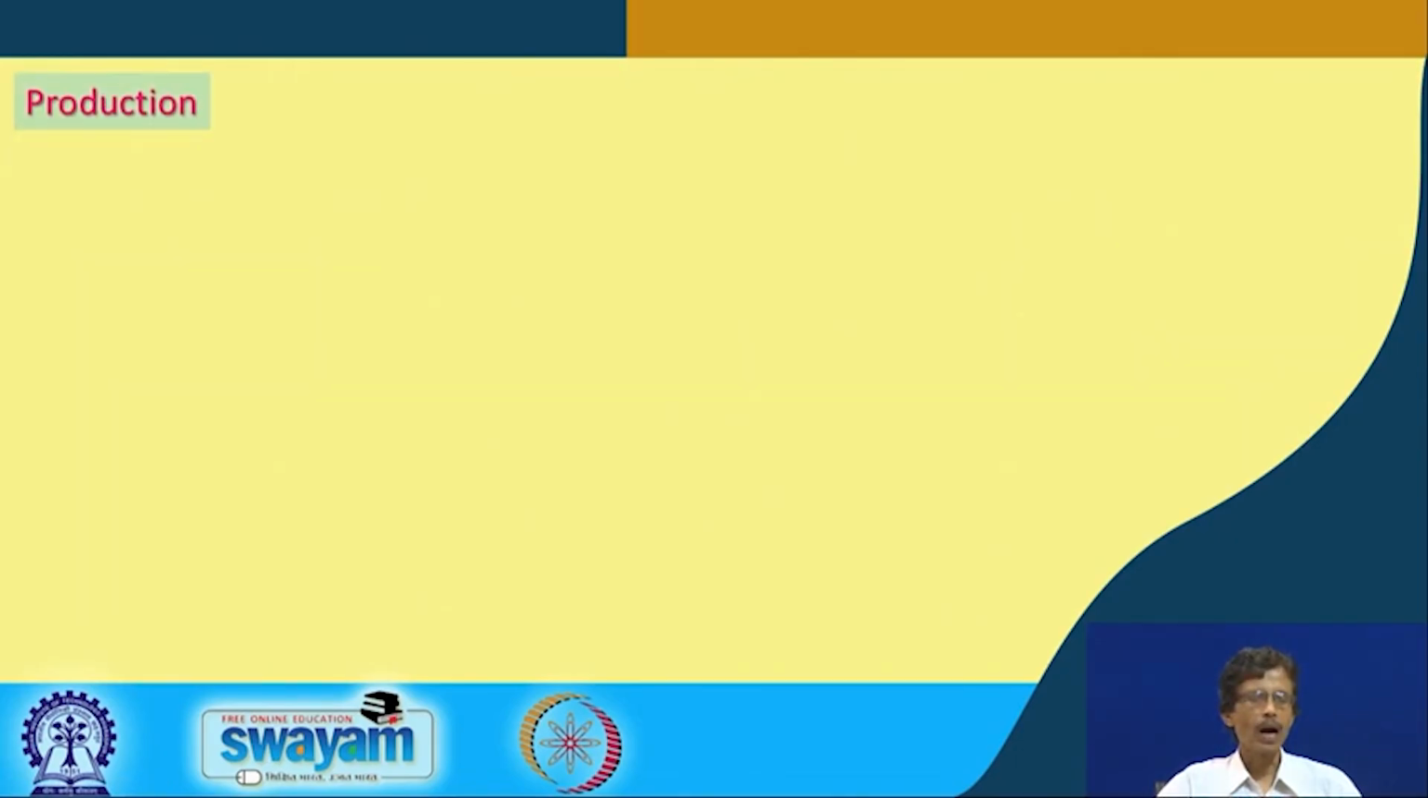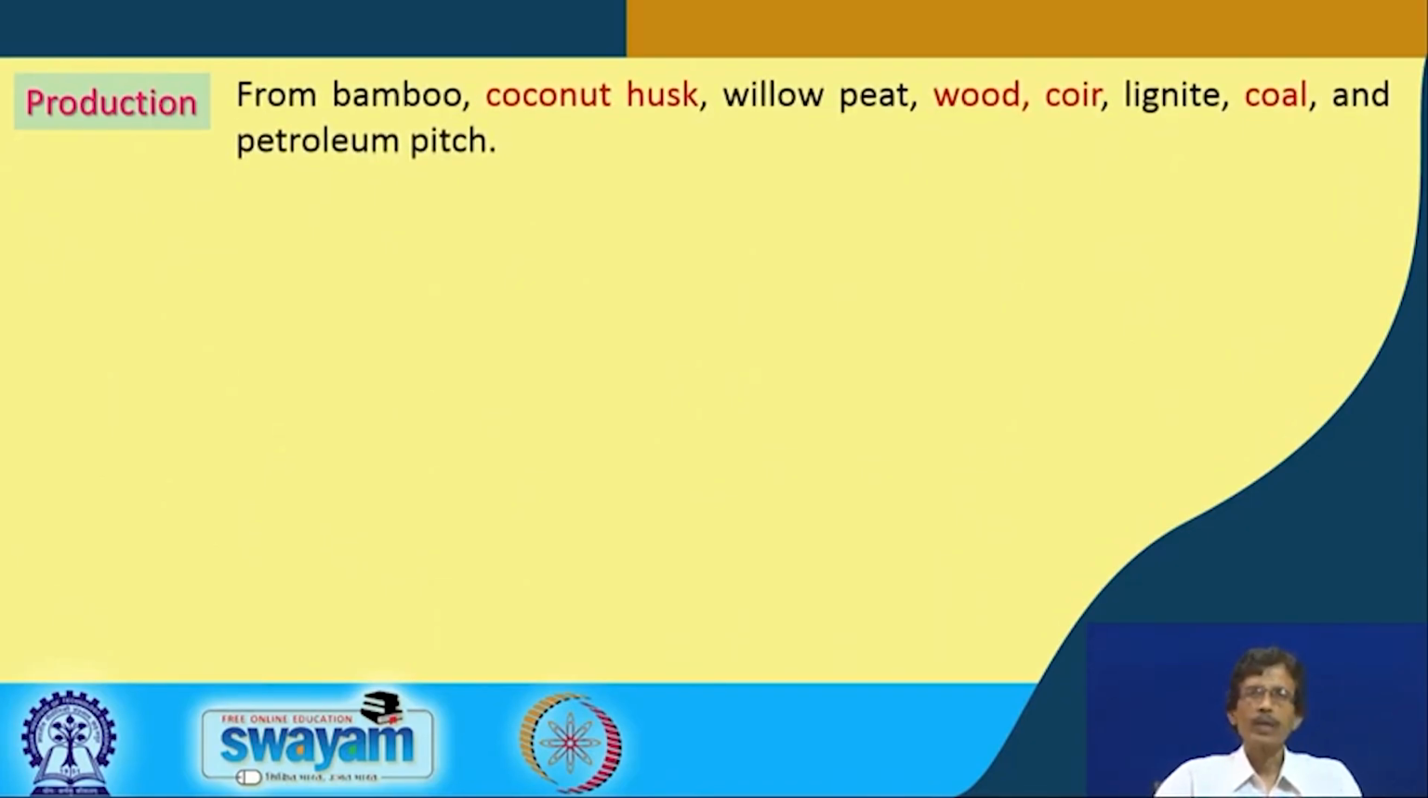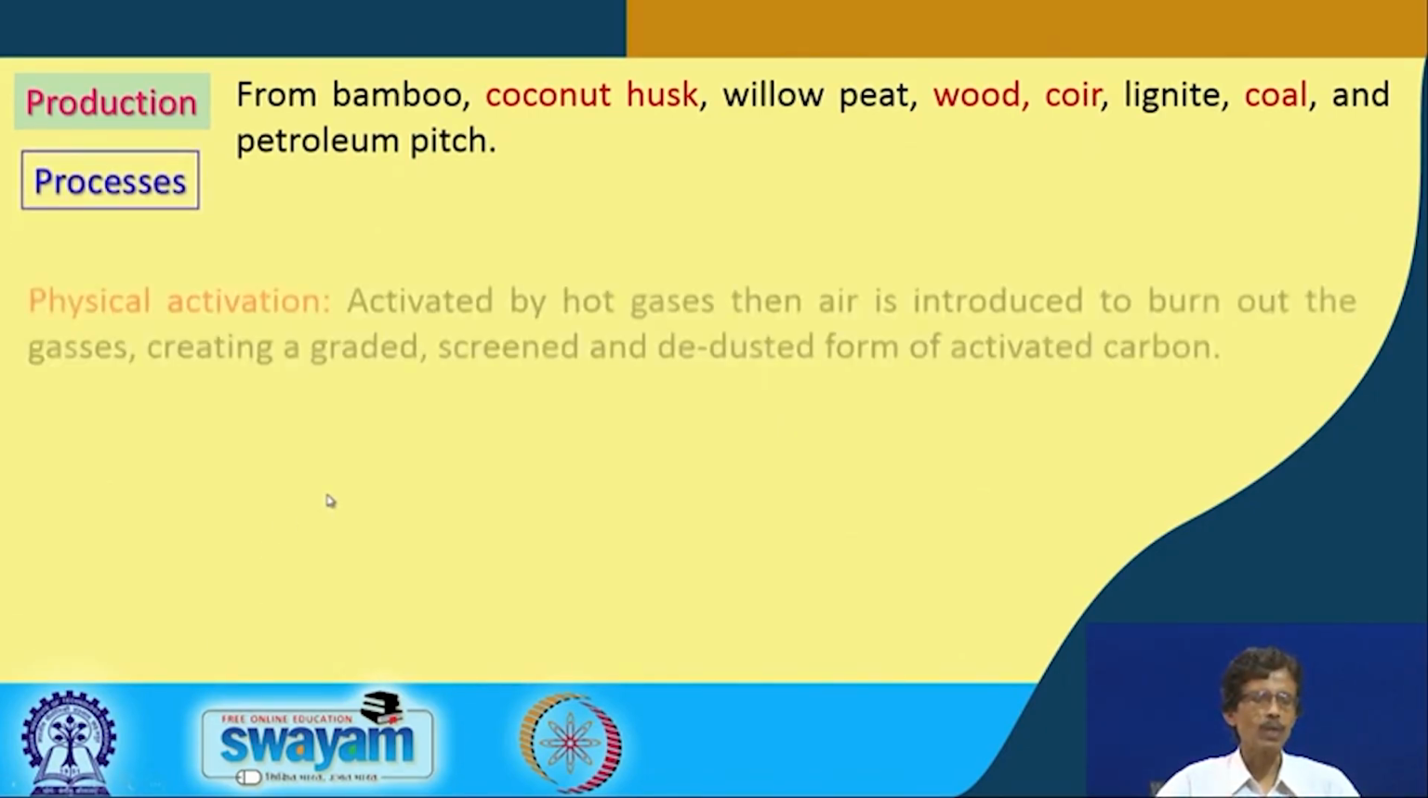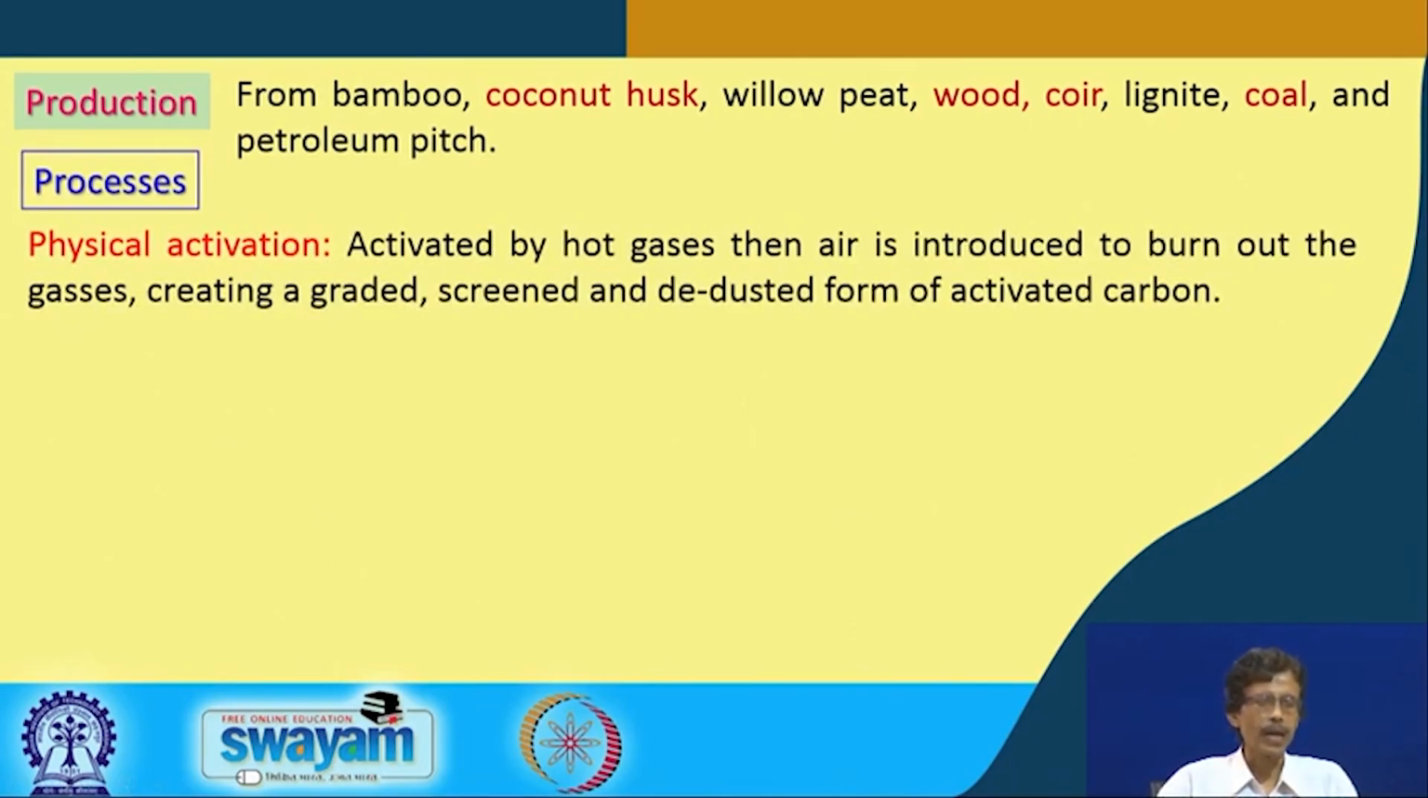Then we see how we go for the production. What are the raw materials we can have for the production of activated carbon? Any carbonaceous material: bamboo, then the coconut husk, the coconut shell, the willow peat, wood-based material, any kind of wood, the coir, then lignite, simply coal, and the petroleum pitch. So this particular material can be used for the production of activated carbon.